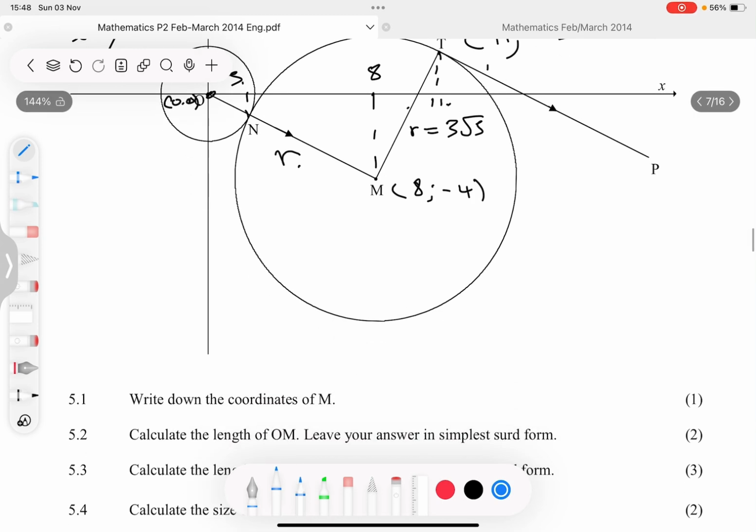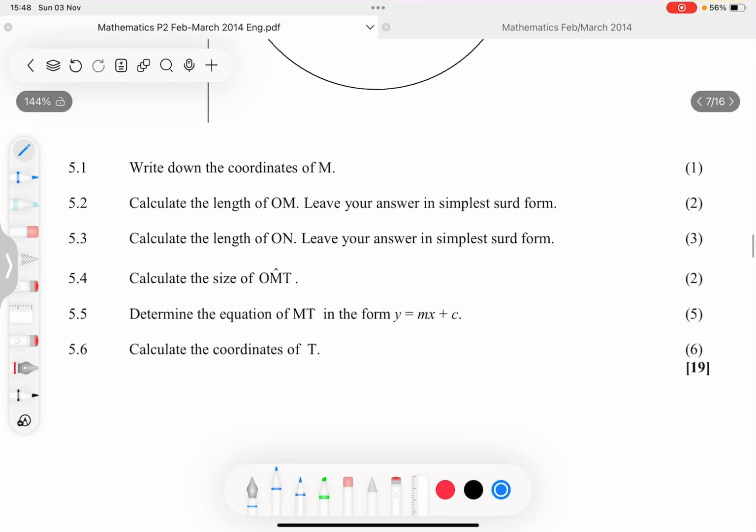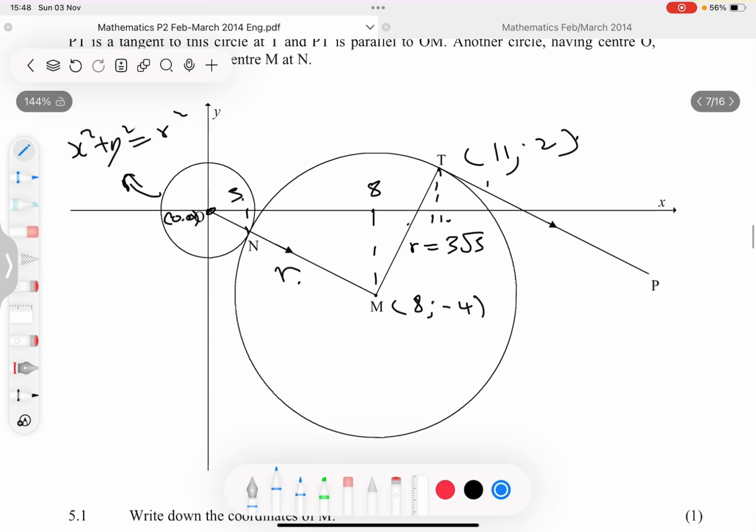I hope it makes sense. This was a fun question. I enjoyed doing this question.